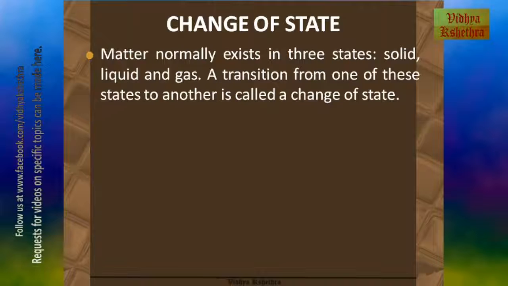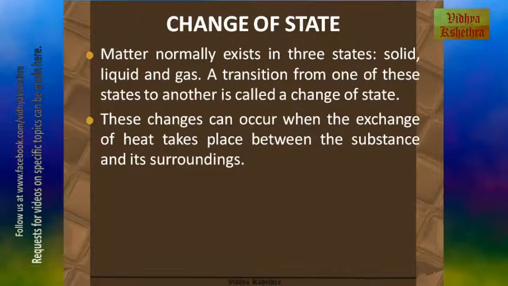We know that if we keep an ice cube at room temperature, it will start melting after some time. This is as a result of the heat transfer between the ice cube and the surroundings. And the state of the water changes from solid to liquid. These changes can occur when the exchange of heat takes place between the substance and its surroundings.